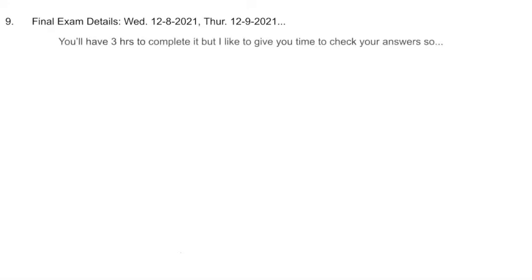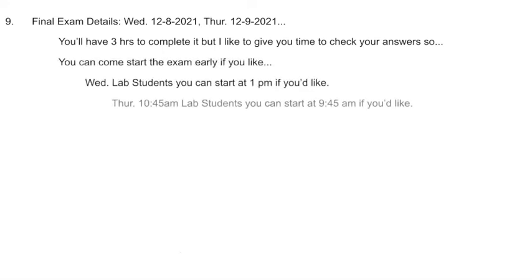And then final exam details. So the final exam is next Thursday in lab. You'll have 3 hours to complete it like a normal exam, and you can start early. Wednesday lab students can come at 10:45 or can come at 1 p.m. instead of the normal 2 p.m. Tuesday, Thursday, 10:45 students can come an hour early. The 2 p.m. students come an hour early.